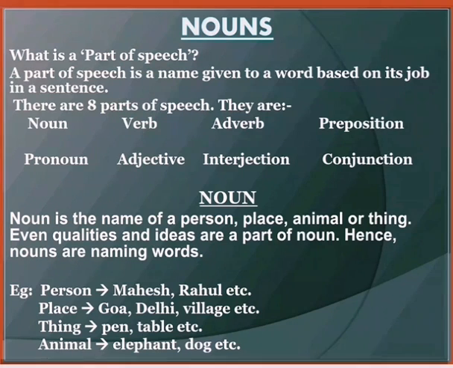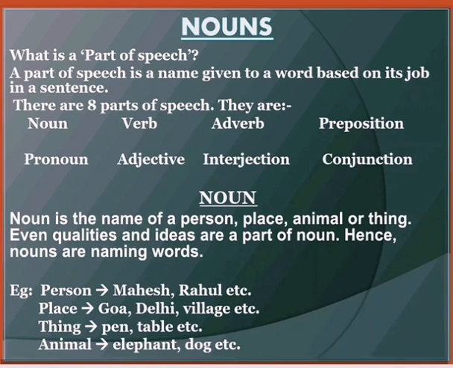Now to understand what is a noun, first we need to understand where it came from. You have learnt in your previous classes about parts of speech. Now let us refer to the slide and recall what are parts of speech. A part of speech is a name given to a word based on its job in a sentence. That means every word that we use in a sentence has a distinctive role to play to complete the meaning of the sentence. Those words are called parts of speech.